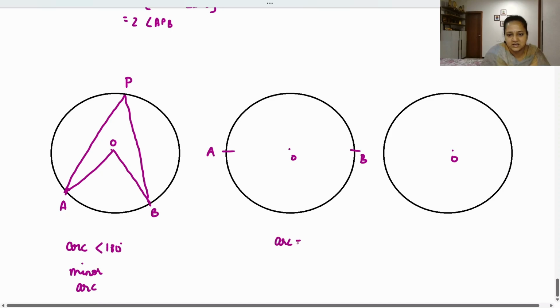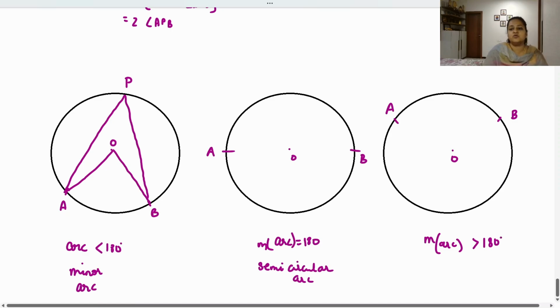Second case, I'm taking arc equal to 180. Measure of the arc is equal to 180. That means I'm taking a semicircular arc. And in the third case, I'm going to take a major arc. Now, when will the arc become major? We've already discussed all this. The major arc is always going to have measure which is more than the semicircle, more than 180. So then we are going to take major arc. We have understood the theorem for a minor arc. And on the same lines, we can prove this theorem for semicircular arc and major arc.